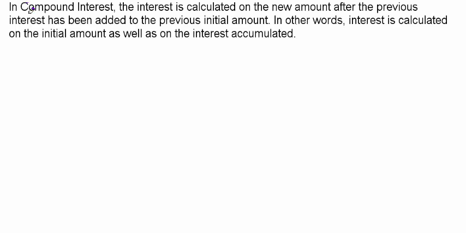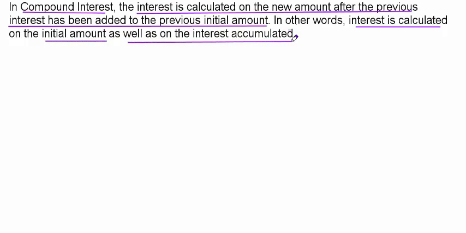Recall from the previous video that in simple interest, the interest is always calculated on the initial amount of money invested. In real life though, the concept of compound interest is of more significance. In compound interest, the interest is calculated on the new amount after the previous interest has been added to the previous initial amount. In other words, interest is calculated on the initial amount as well as on the interest accumulated.